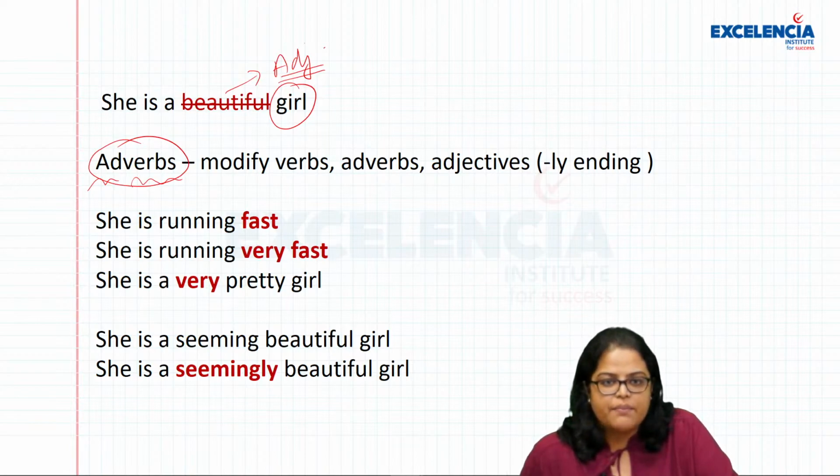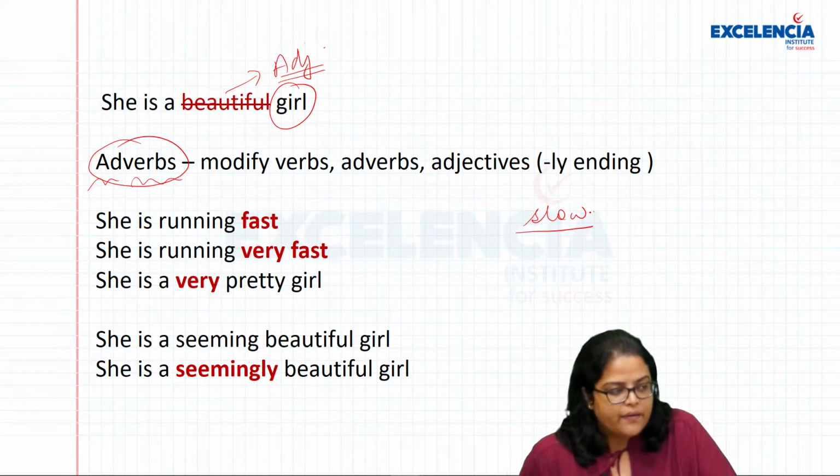Shrikant, can you give me an example of an adverb? No? Amanda, can you give me an example of an adverb? Well, it could be slow. Slow? Is slow an adverb, Amanda? So she's a slow coach. Slowly. Okay, what is the difference?